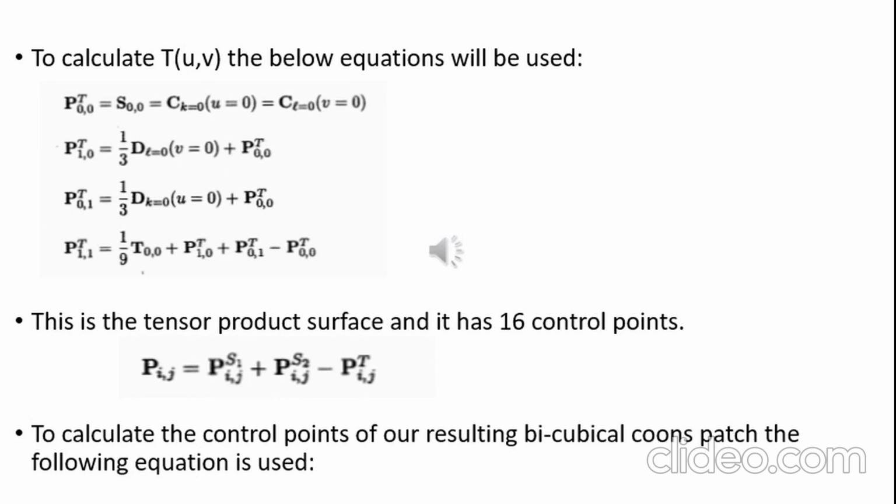Here, to calculate the T of UV, as I showed in the algorithm, the equation to find the T of UV is mentioned below, and the T is the tensor product surface, which will have 16 control points. And to calculate the control points of our resulting bicubically blended Coons patch, the following equation will be used. And the Pij is the final surface.